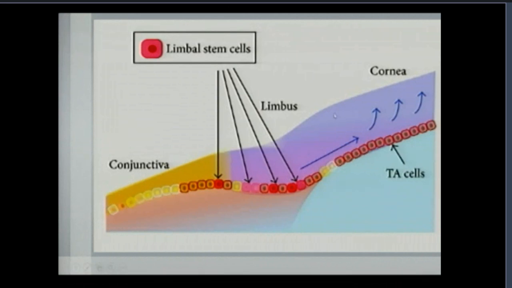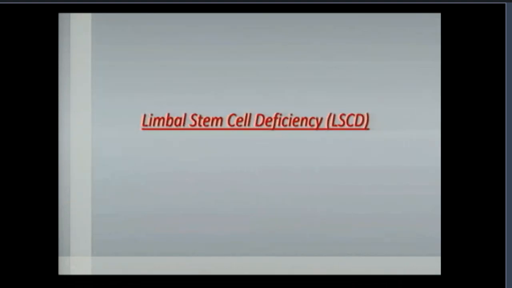So this is usually where the stem cells, the limbal stem cells, reside. And as they proliferate, they head towards the center. And as they differentiate, they head upwards toward the squamous cells. And this turnover in a normal status is from 7 to 10 days, and it is accelerated if you have trauma or injury to the corneal epithelium.